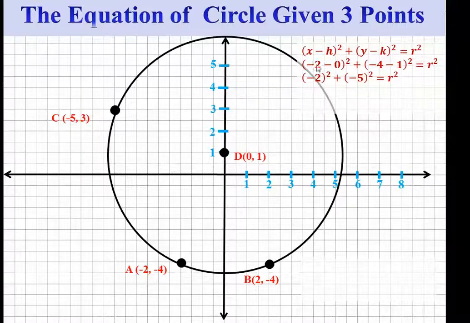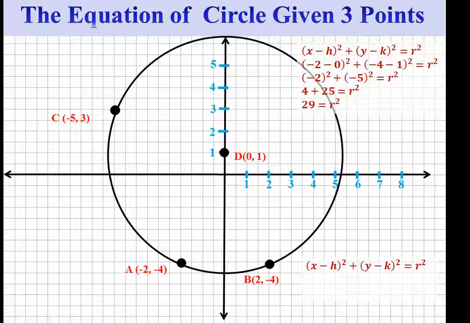So of course you got -2 minus 0 is going to give you -2. -4 minus 1 is going to give you -5. So when you square those, you get -2 squared is 4, -5 squared is 25. So I got 4 plus 25 equals r squared. Add those together, I get 29 is r squared.